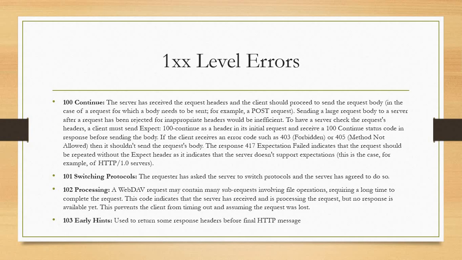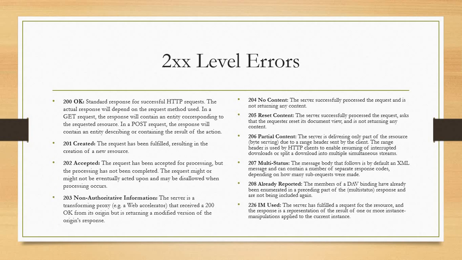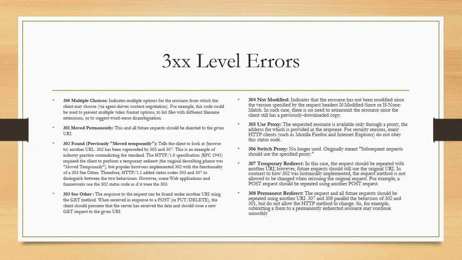Here are our 100 level errors. You can read through them at your leisure. Here we have 200 level errors. Again, you can read through them at your leisure. Here we have 300 level errors, which you can read through during your leisure.